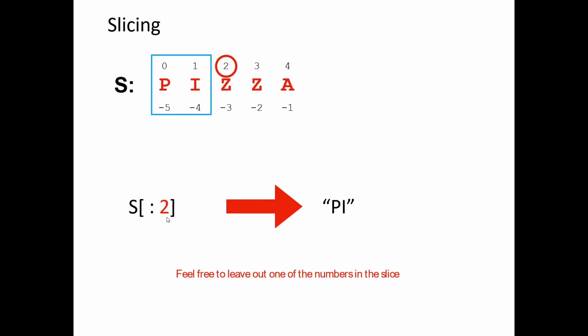And this is the reason I think the writers of Python made the 2 exclusive, because they want to be able to say grab from the beginning through the second character. So that's a 2. It's not actually grabbing index 2. I think that's why they did that, and it makes a lot of sense to me.